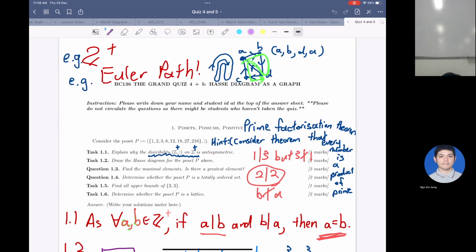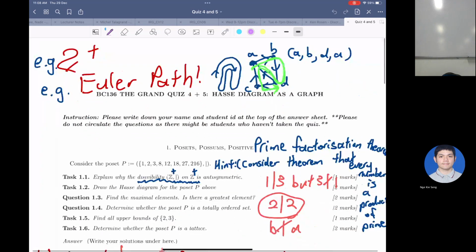Has everyone got the quiz yet? The quiz. So first, two things: this Z plus and Euler path. Divisibility is only defined on Z plus, so whenever you see Z, just change it to Z plus. It's a typo. And Euler path, there are two ways to show it.